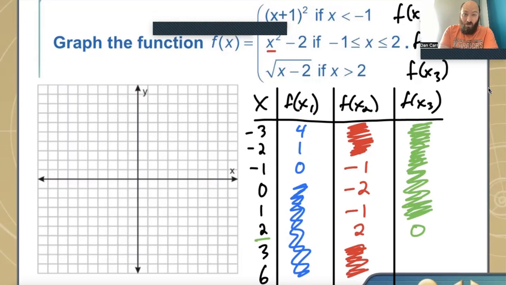Put a 3 in. 3 minus 2 is 1. Square root of that is 1. Then 6 minus 2 is 4. Square root of that is 2. So I've got everything I need for my graphing. So go back and start plotting those points.